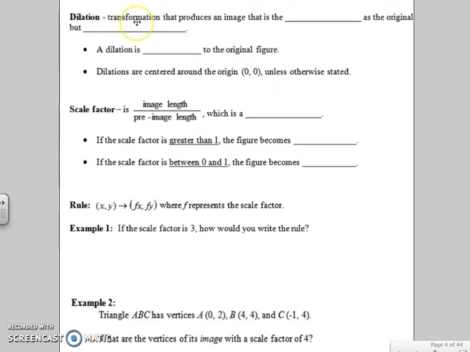So a dilation is a transformation. So again, everything we've been doing is called transformation. It's just that broad word for moving a shape that produces an image that is the same shape as the original image, but it's not going to be the same size. So it's the exact same shape, so it's going to be a triangle. It's just going to maybe be a smaller triangle or a larger triangle, okay?